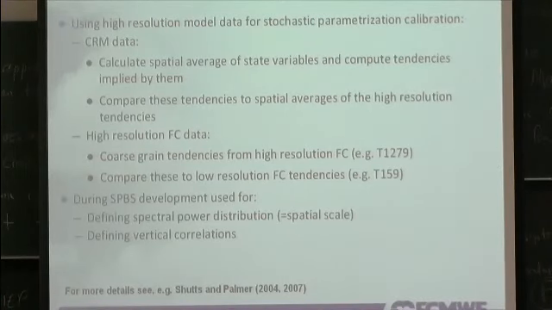Well, that's again what Glenn already said. All these parameters we are using, we try to get from coarse graining to have a justification for using them and not simply tune them to the best values. And what was done was to look at cloud resolving model data, and then there were also the experiments Glenn described where high resolution forecast data was used and taken as truth, and then the difference to the low resolution forecast was taken. And for the SPBS scheme, we used it to define the spectral power distribution and also for defining the vertical correlations.